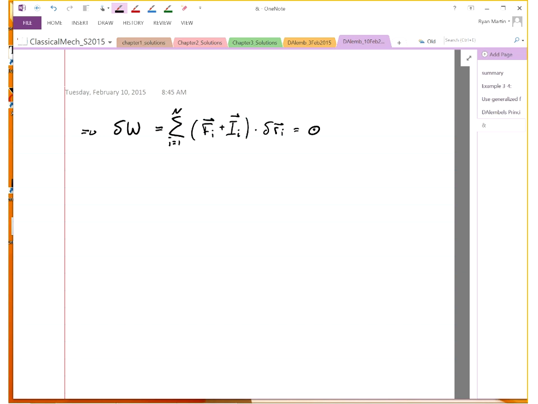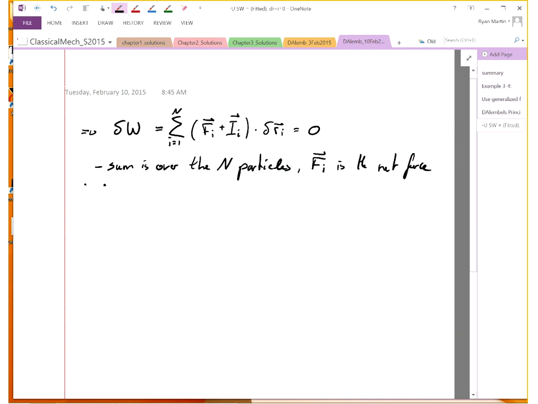So remember that I now is this minus MA term, and so it gets confusing. What exactly are we summing over? So let me specify that the sum is over the capital N particles, and F_i is the net force on particle i.